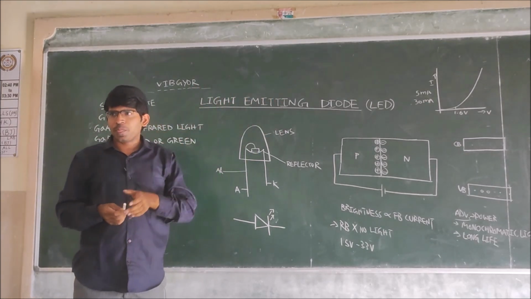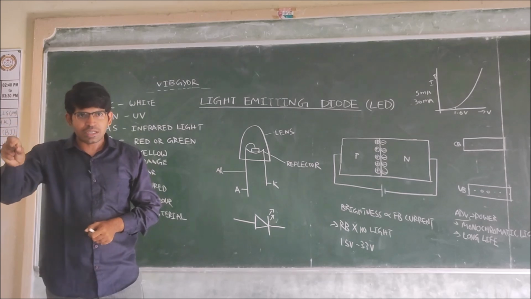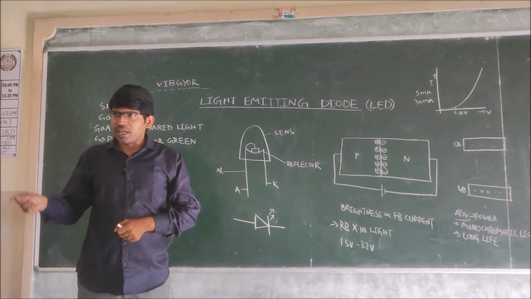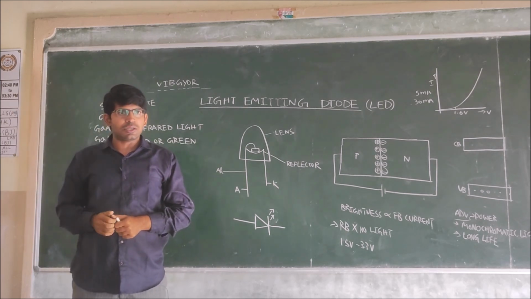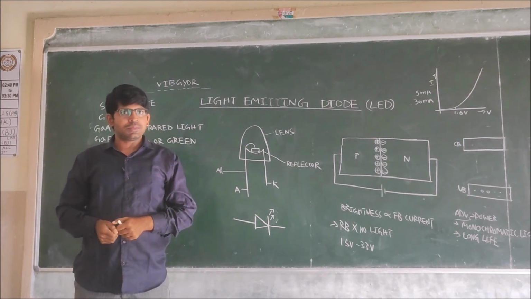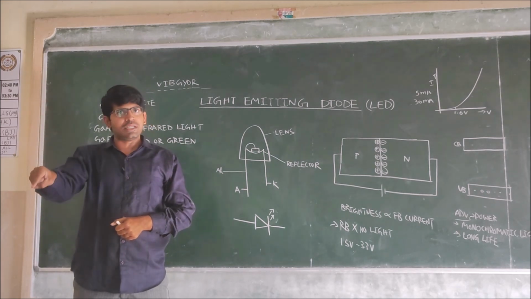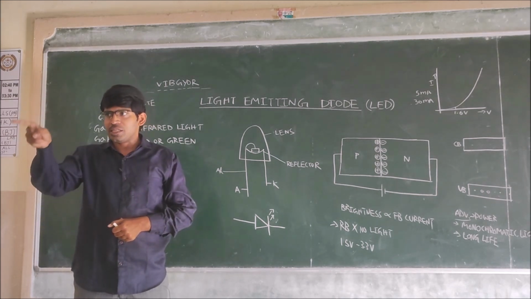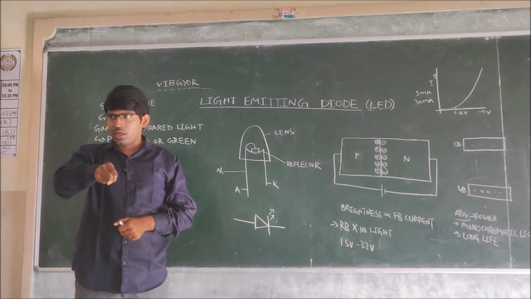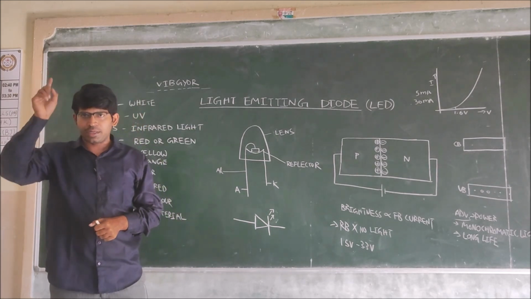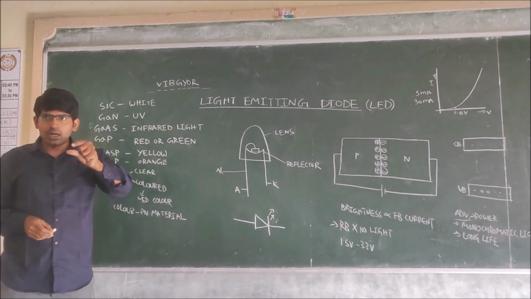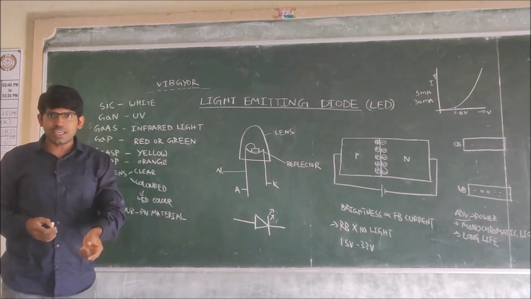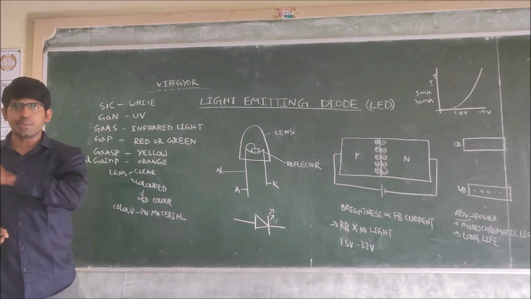emitting diode. This is a PN junction diode which has the capability to emit the light. So this is a PN junction diode, but this PN junction diode is special because it is emitting the light. This PN junction diode we are not making by using simple silicon or germanium.